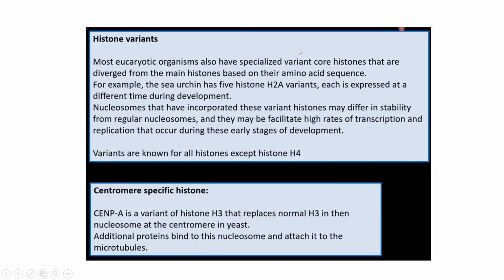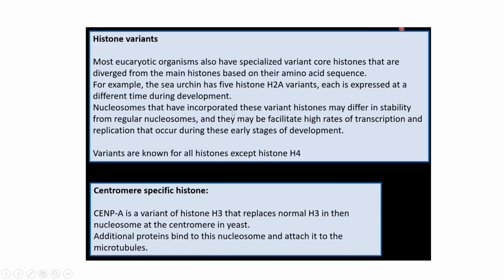Because the sequence dictates the post-translational modification and recruitment of other proteins, if you change the sequence, it will change what type of modification is done on that sequence, and also what type of protein will bind on that histone. So in sea urchins, during different developmental stages, there are five types of histones, and each has a different role. For example, a nucleosome that incorporates this histone may differ in stability from a regular nucleosome, and that may facilitate the high rate of transcription and replication that occurs during the early stage.